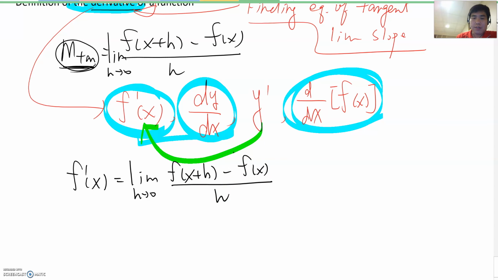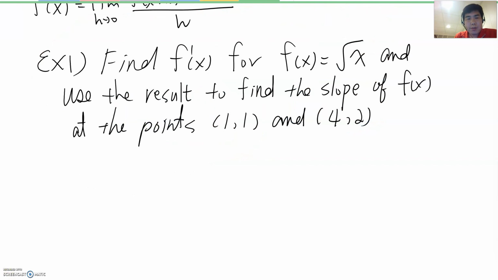Okay, then let's continue with some examples. Example 1: find f prime x for f(x) equal to root x, and use the result to find the slope of f(x) at the points (1, 1) and (4, 2). Remember, f prime x means tangent line slope, so you need to find the slope at both points (1, 1) and (4, 2). Those are two different questions, so don't use those two points to find a secant line slope. Let's find f prime x first.